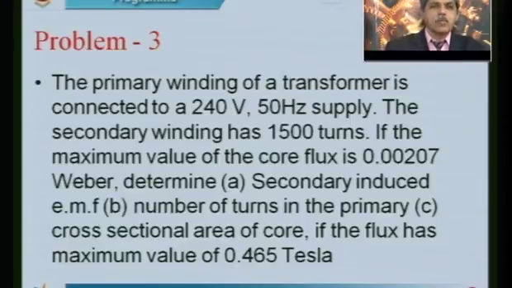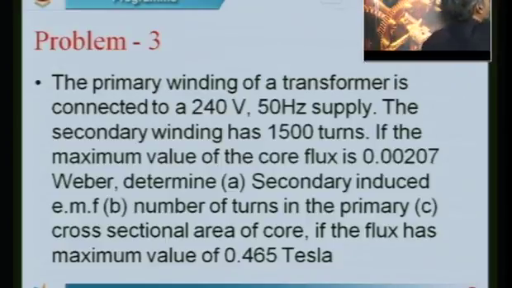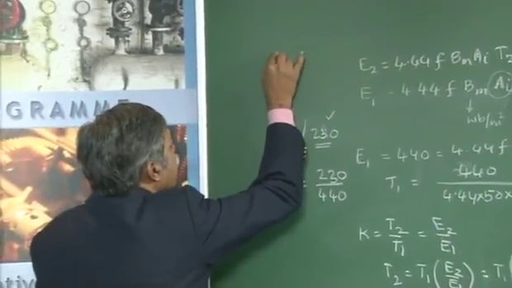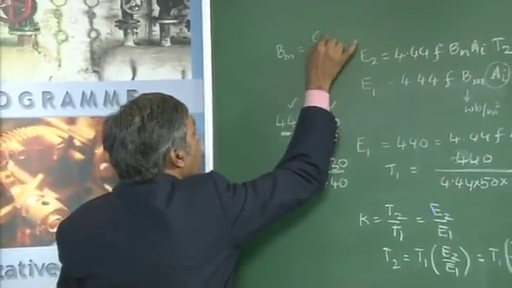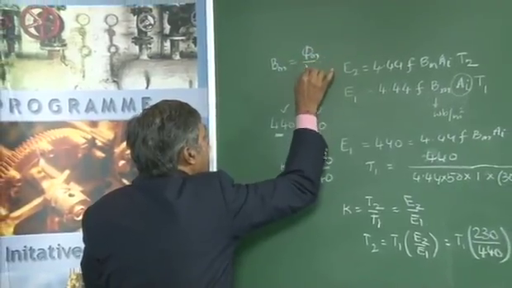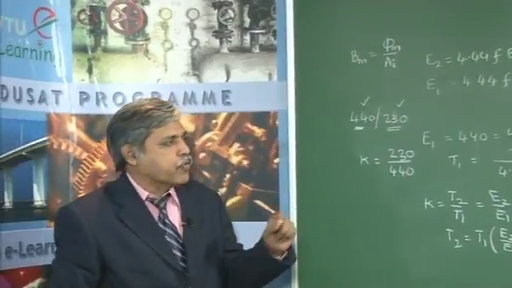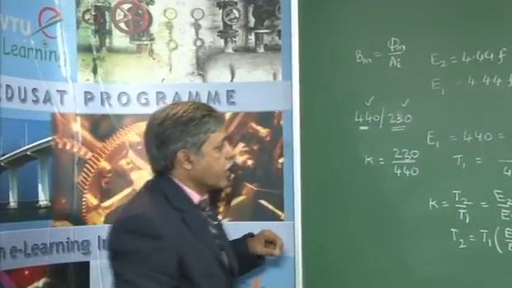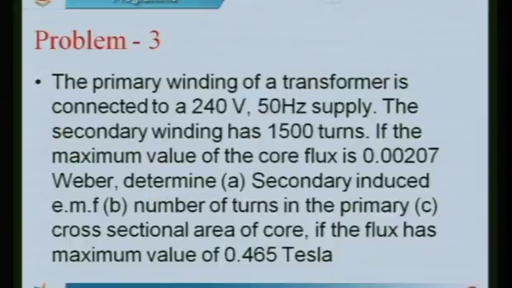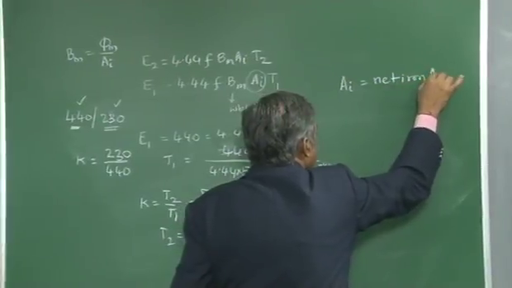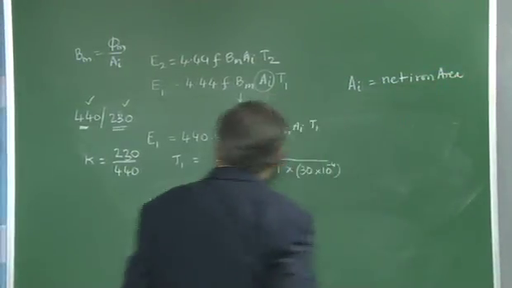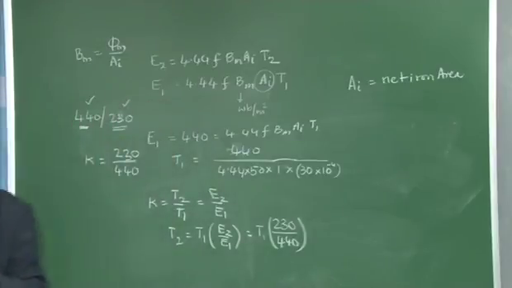Okay. Let us do this problem by first calculating the area of cross section for the core. We have the relationship between the flux and flux density: Bm will be equal to flux divided by area. Okay. I am taking this area, and I just put one suffix I, Ai. This Ai is called the net iron area. Okay. Net iron area. What is this net iron area?